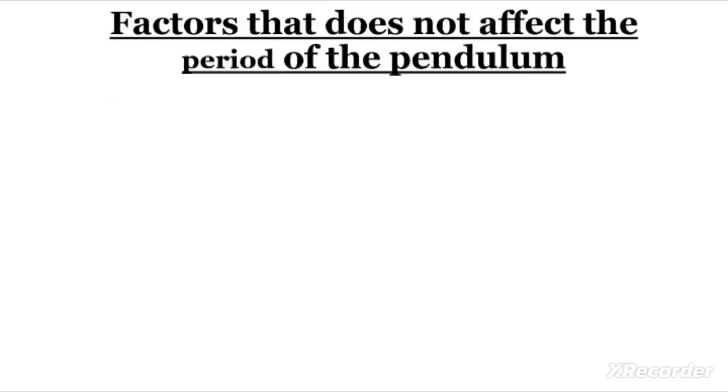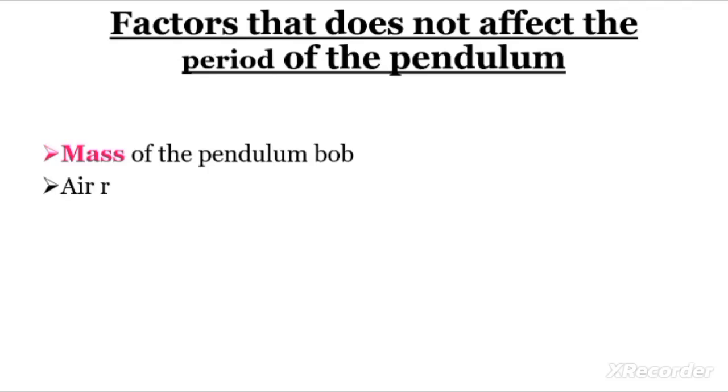Let us also look at factors that do not affect the period of the pendulum. Number one, mass does not affect the period of the pendulum. The period of the pendulum is independent of the mass. By the way, the force of gravity is directly proportional to mass. Therefore, mass does not affect the period of the pendulum.